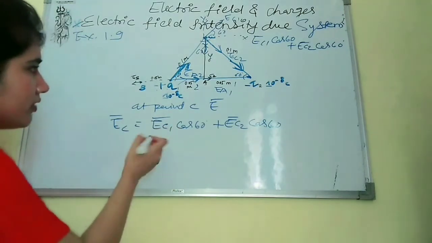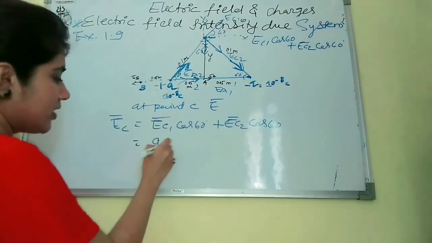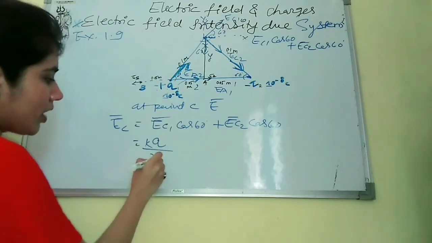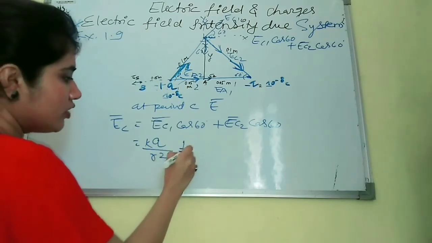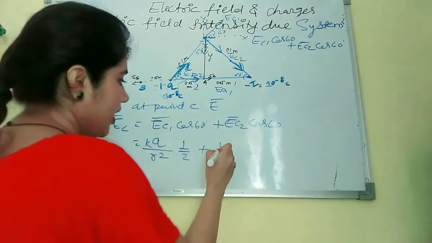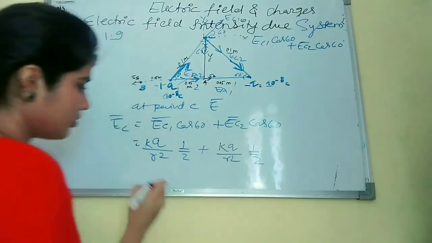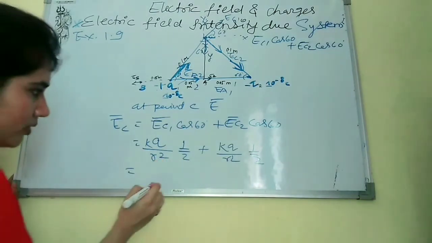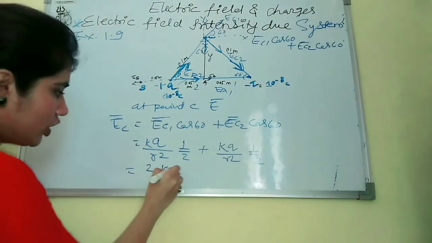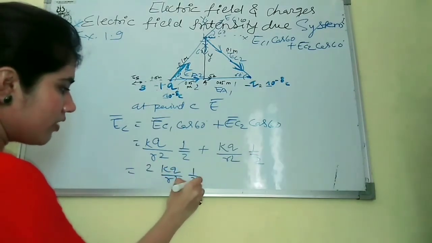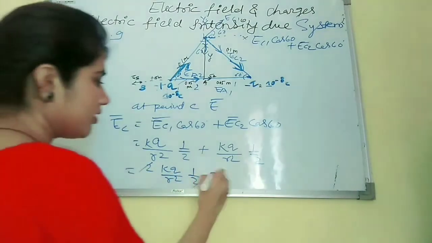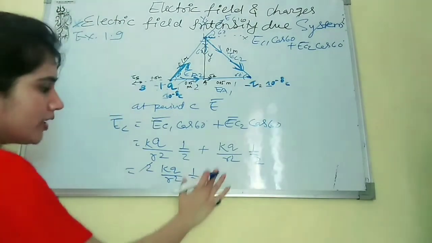One is upward and one is downward, so definitely they will cancel out each other. Now we will put in the value of EC1, that is kq upon r square cos 60, the value is 1 by 2, plus kq upon r square, again cos 60 value is 1 by 2. When we add this, that will be 2kq upon r square times half, the 2 will be cancelled out, and we will simply put in the values.